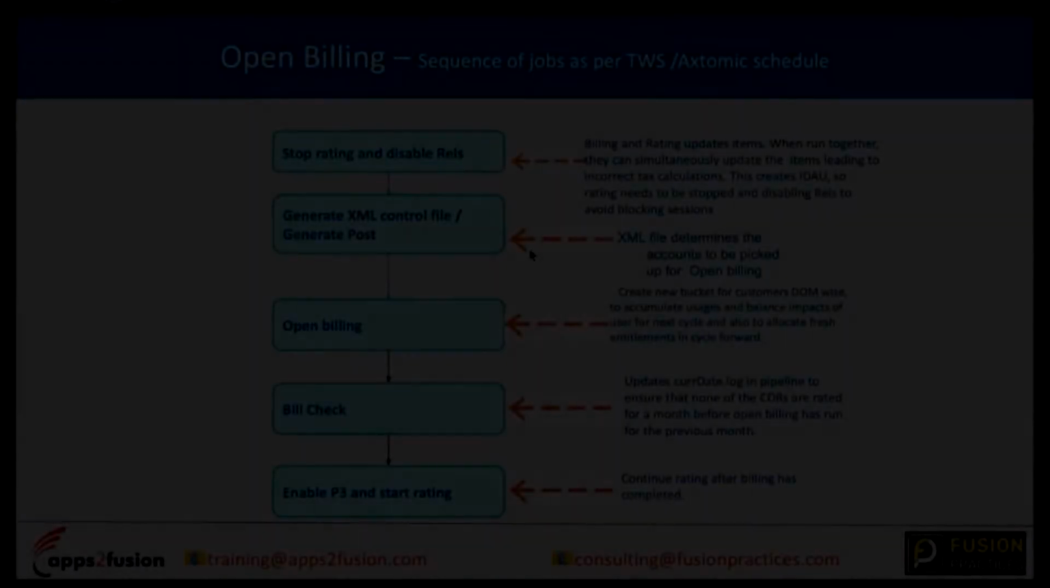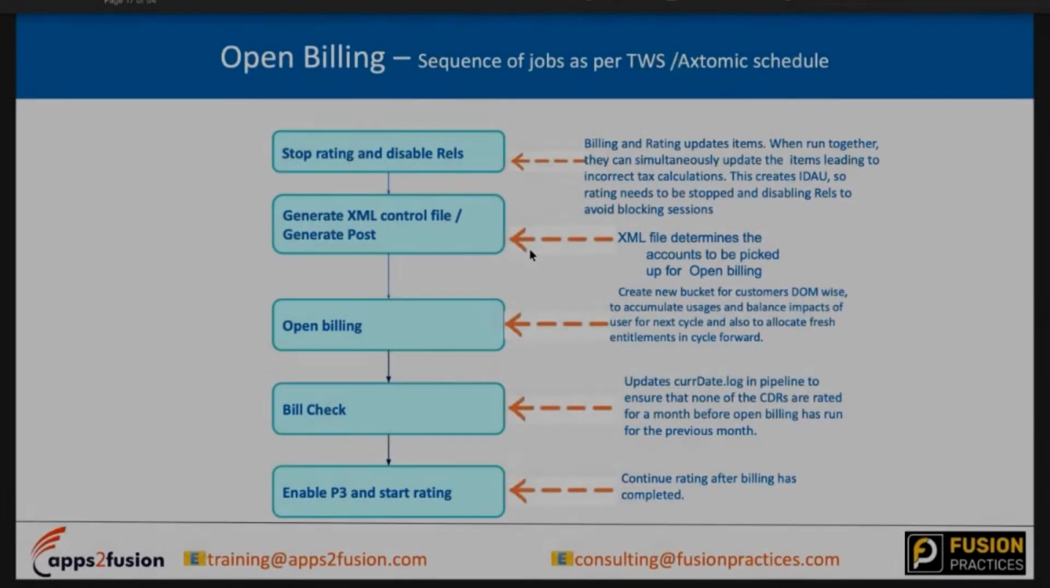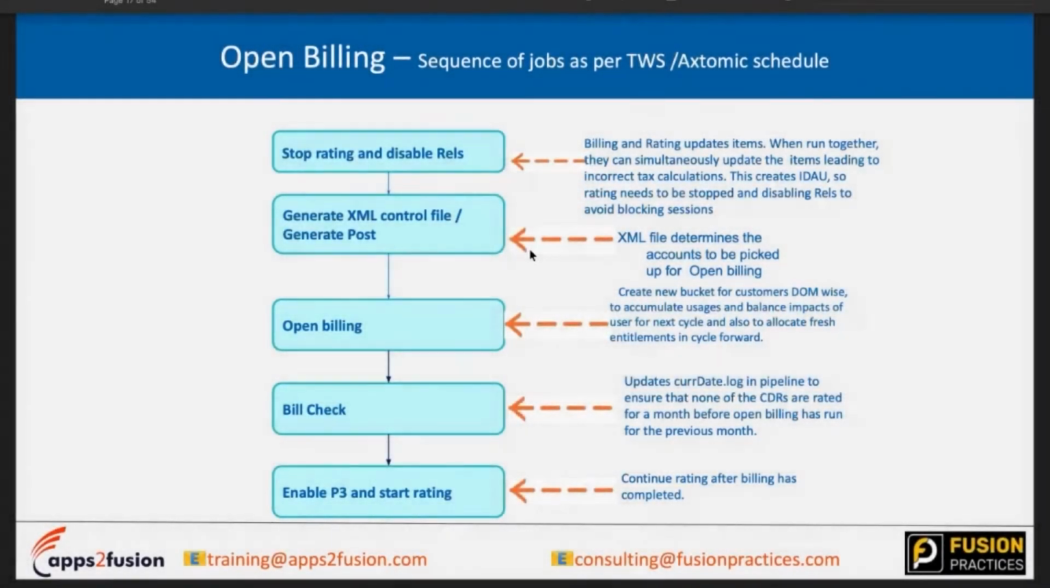So there is a sequence of jobs that run, and the first one is stop rating and disable rel. While doing any extensive task in BRM, we should always stop rating and rel, because these are extensive tasks, and this might create issues or blocking sessions while loading.